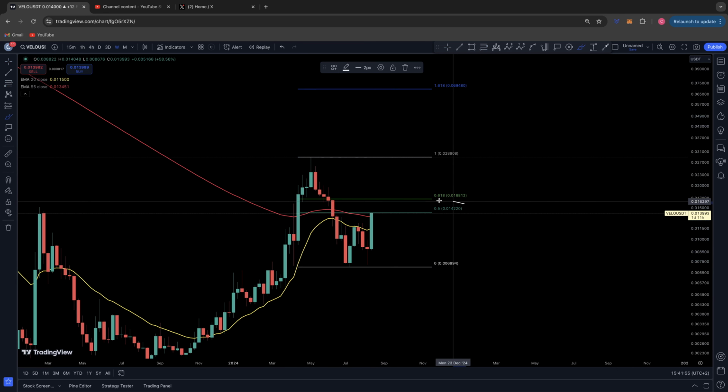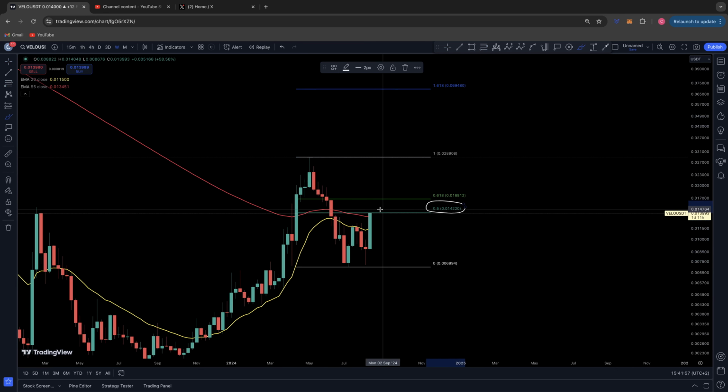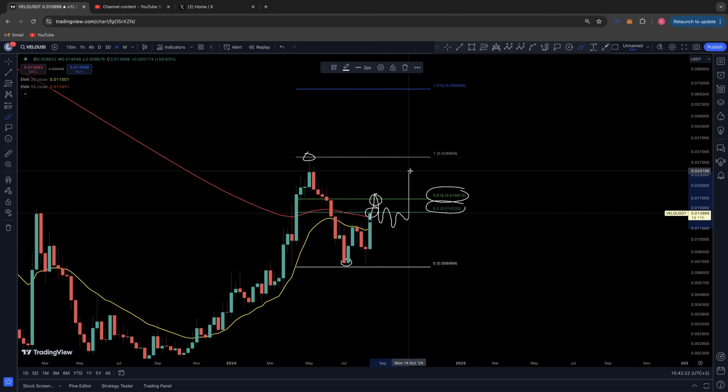what you'll notice is right now we're coming up to 0.014, which is the 0.5 fib from this low retracing back to this high. So I am expecting resistance around this area. So the 0.014 and the 0.016 range. I think VELO will meet resistance at either one of these two fibs, come back for another higher low, and then look to go for the breakout once more.